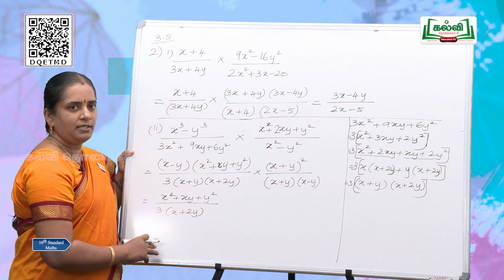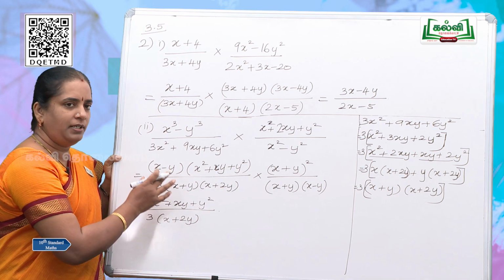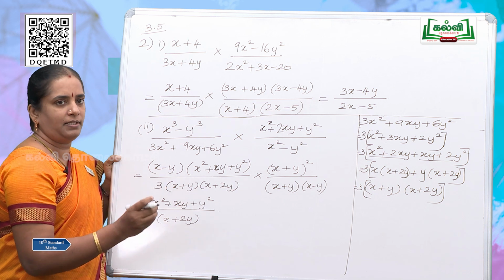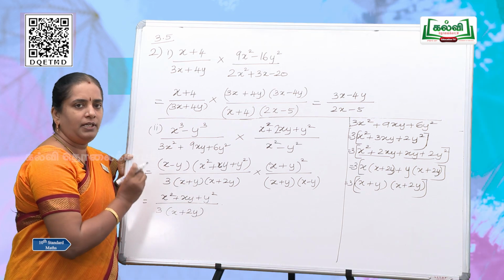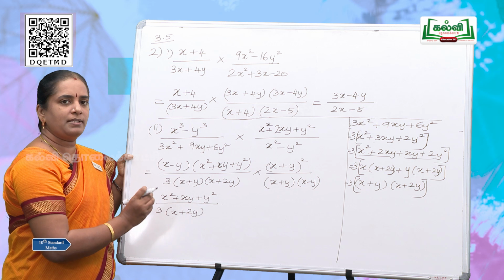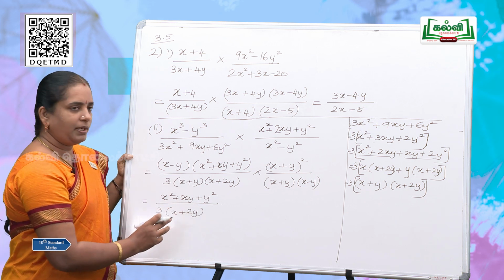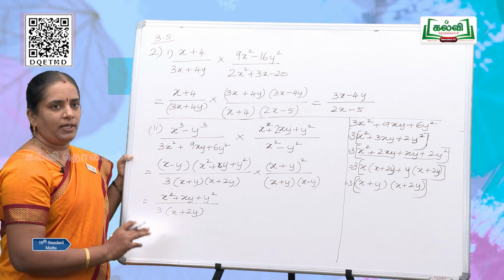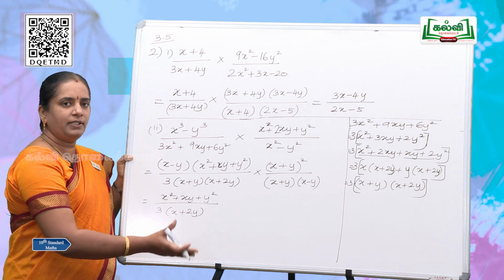After splitting all these, we can divide the numerator and the denominator by the common factors, and we get the reduced form such as (x square plus xy plus y square) divided by 3 into (x plus 2y). That is the reduced form. We cannot further reduce this.